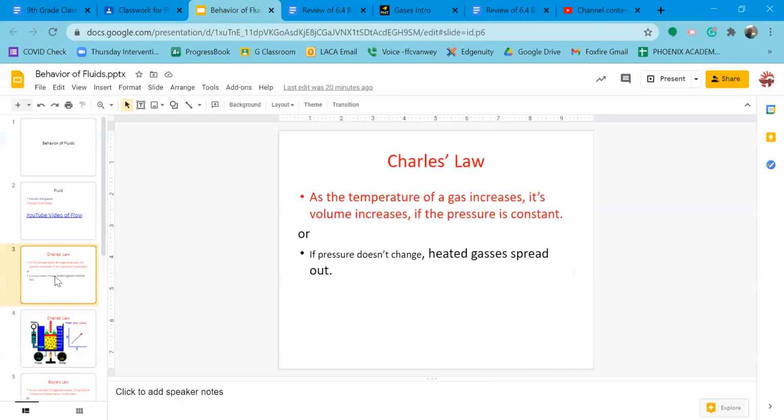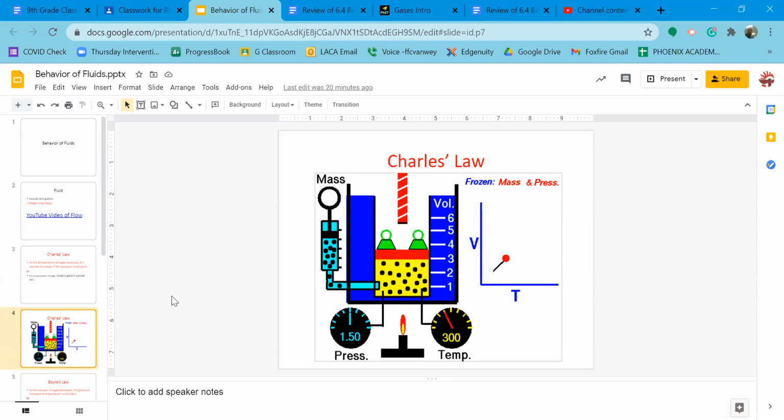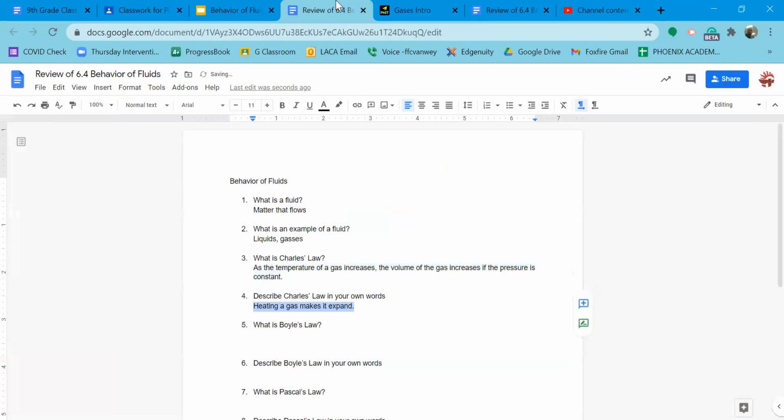In other words, heated gases spread out, they expand, they get bigger. Here's an animated GIF of that. We can see we heat the gas and the particles move apart. Okay, so it needs more room, its size grows. In our own words, heating a gas makes it expand.